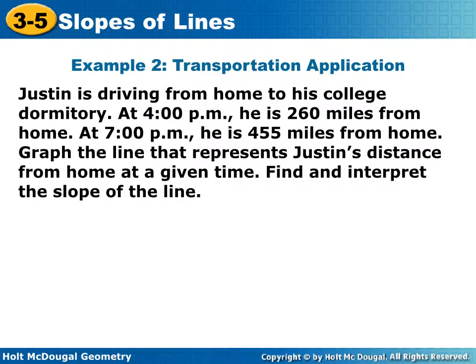Justin is driving from home to his college dormitory. At 4 o'clock in the afternoon, he's 260 miles from home. At 7 o'clock in the evening, he's 455 miles from home. Graph the line that represents Justin's distance from home at a given time. Find and interpret the slope of the line.